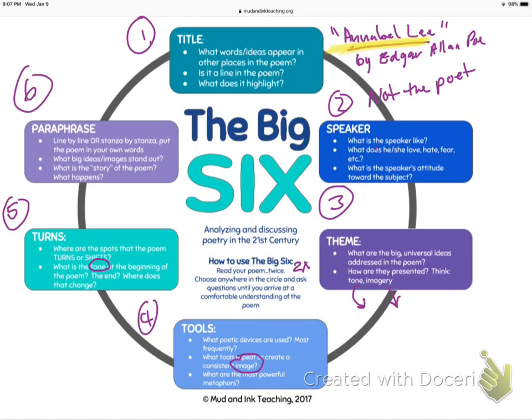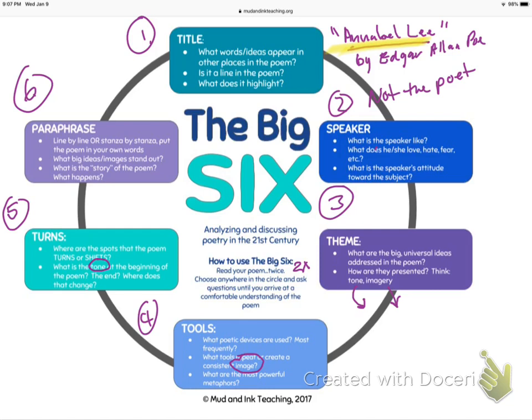Paraphrase. Line by line or stanza by stanza, put the poem in your own words. What big ideas or images stand out? What is the story of the poem? What happens? So the stanza is the block of text. A lot of times I like to number the lines of the poem. Makes it a little bit easier to talk about.